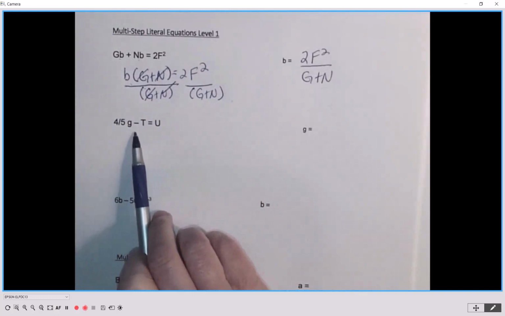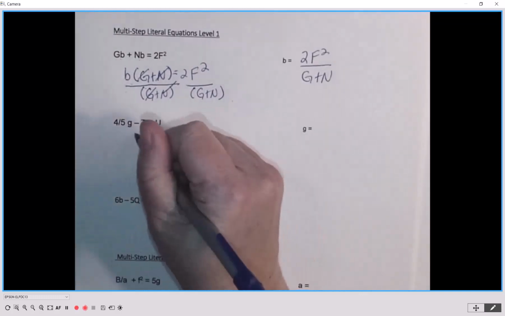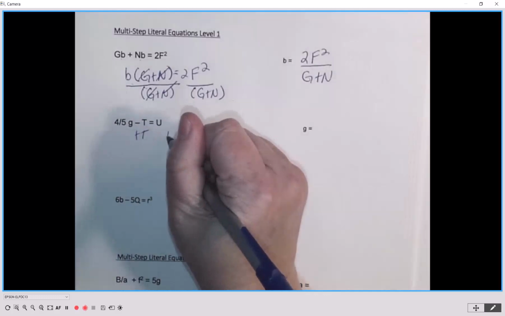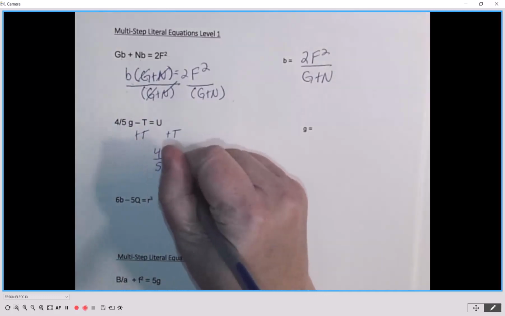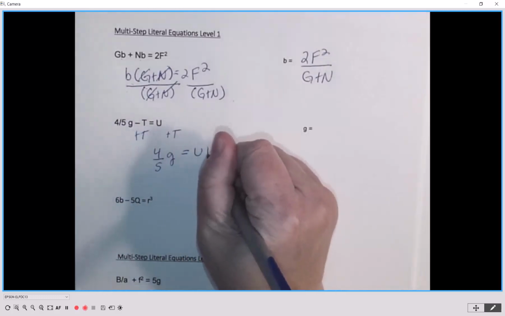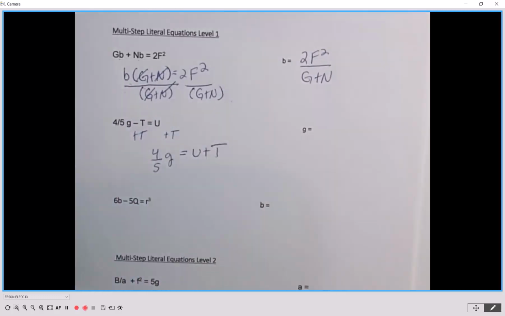T could represent 8. Let's say a negative 8. So I'm going to add a positive t to both sides to get this to one side. And then I have u plus t. All right, I still have 4/5 times g equals u plus t. And I want to isolate the g's.